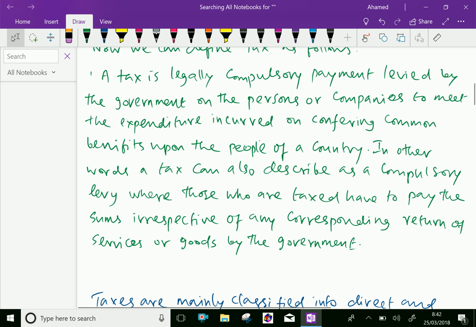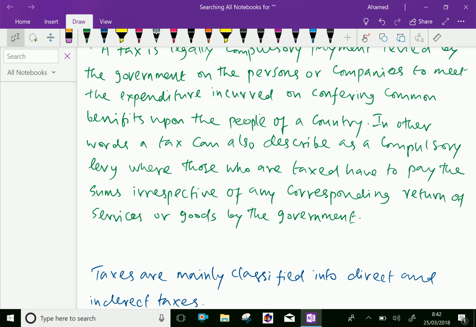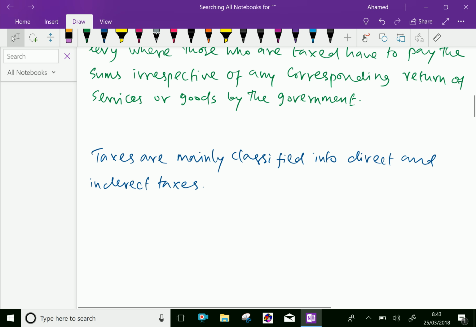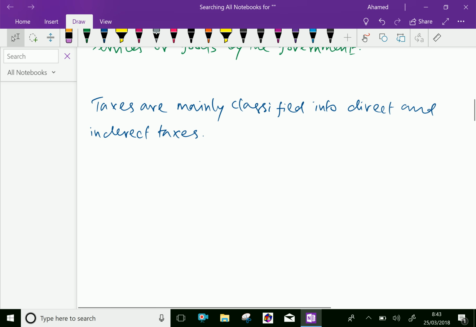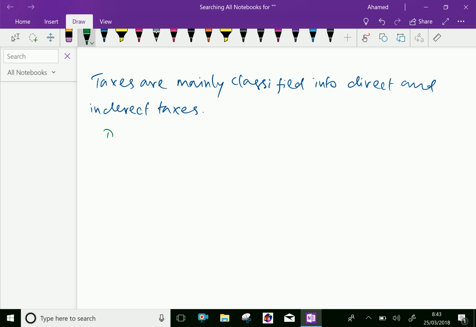In other words, a tax can also be described as a compulsory levy where those who are taxed have to pay the sums irrespective of any corresponding return of services or goods by the government. Taxes are mainly classified into direct and indirect taxes. First, direct taxes.